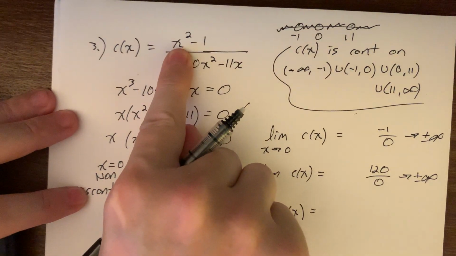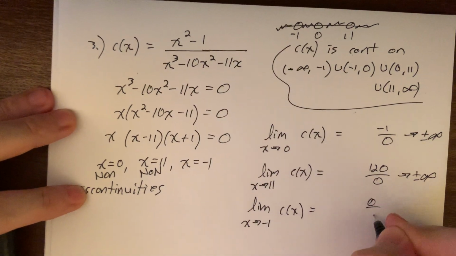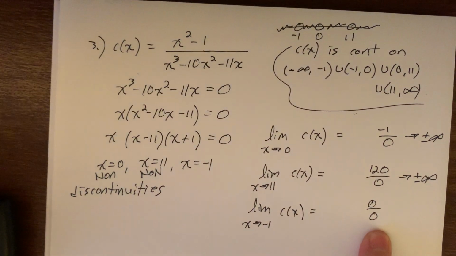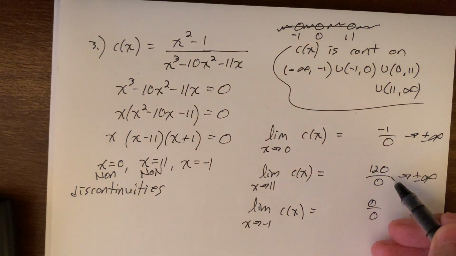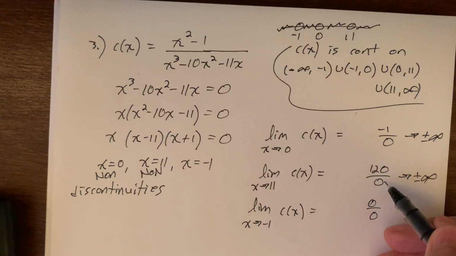Minus 1 squared is 1, 1 minus 1. Okay, now we're getting a 0 over 0. And here's a bad habit, everybody. Some people see what I'm doing here and say, hey, he's not finishing. The problem didn't say find the limit. The problem said classify the discontinuity.